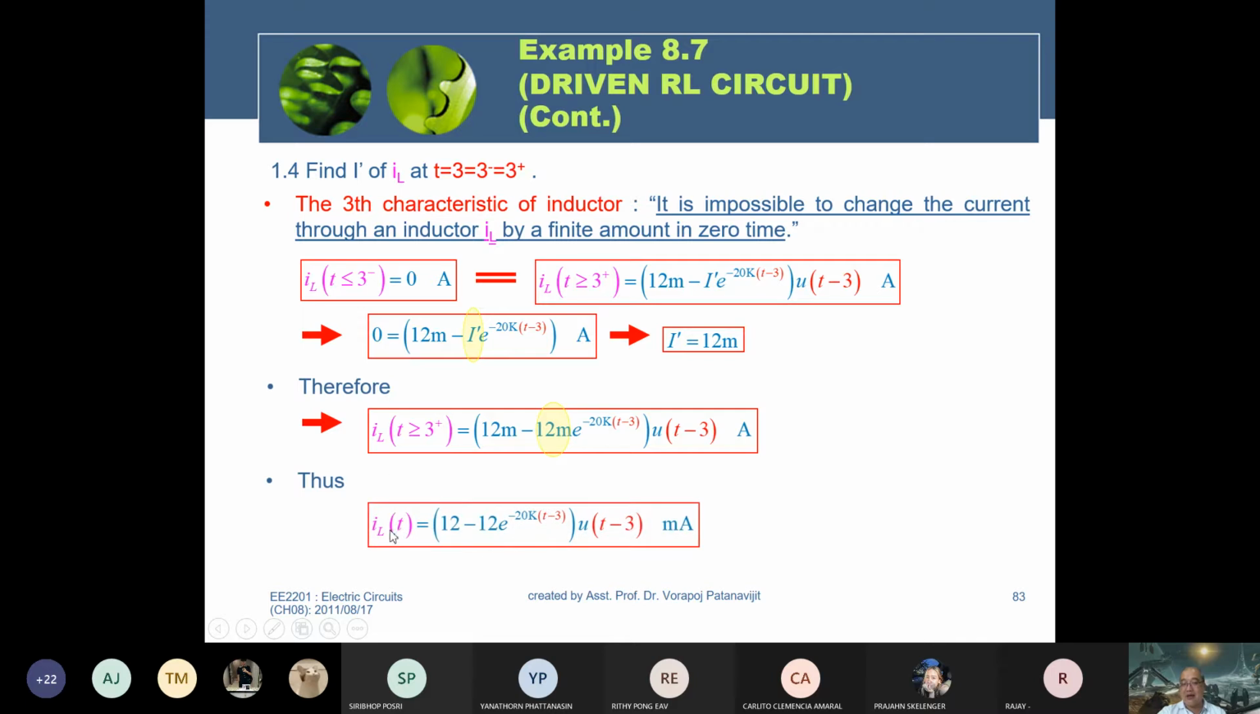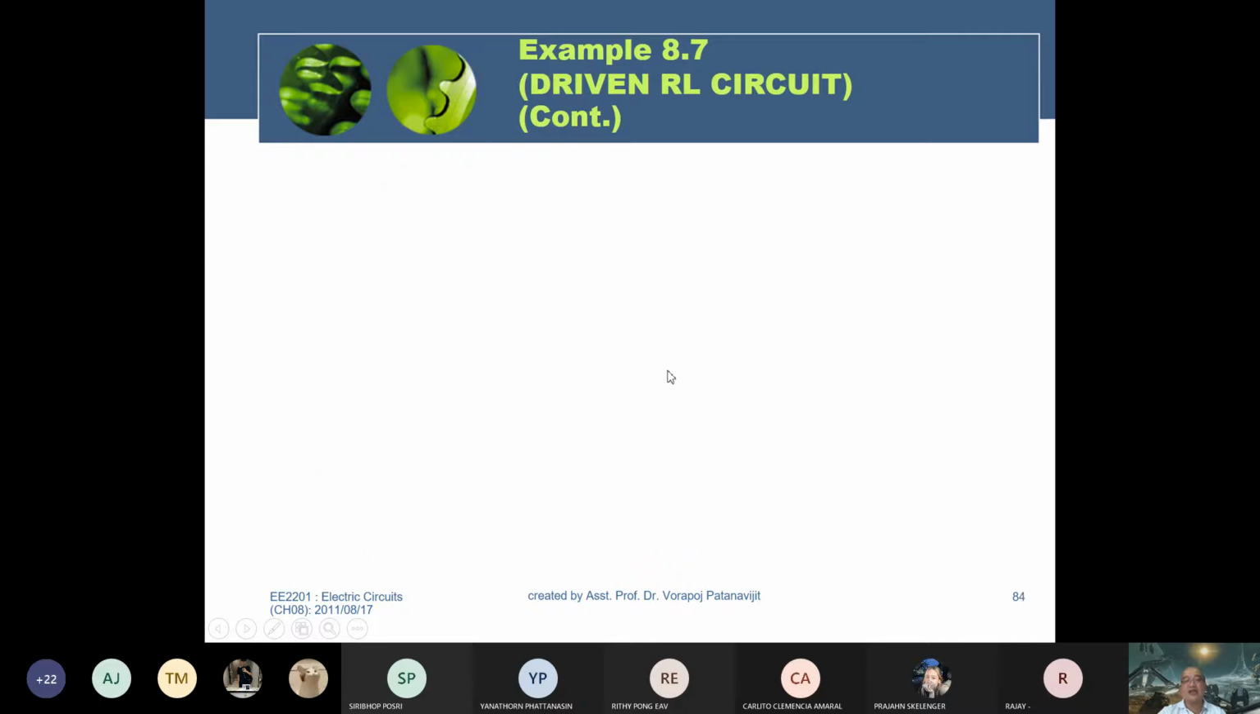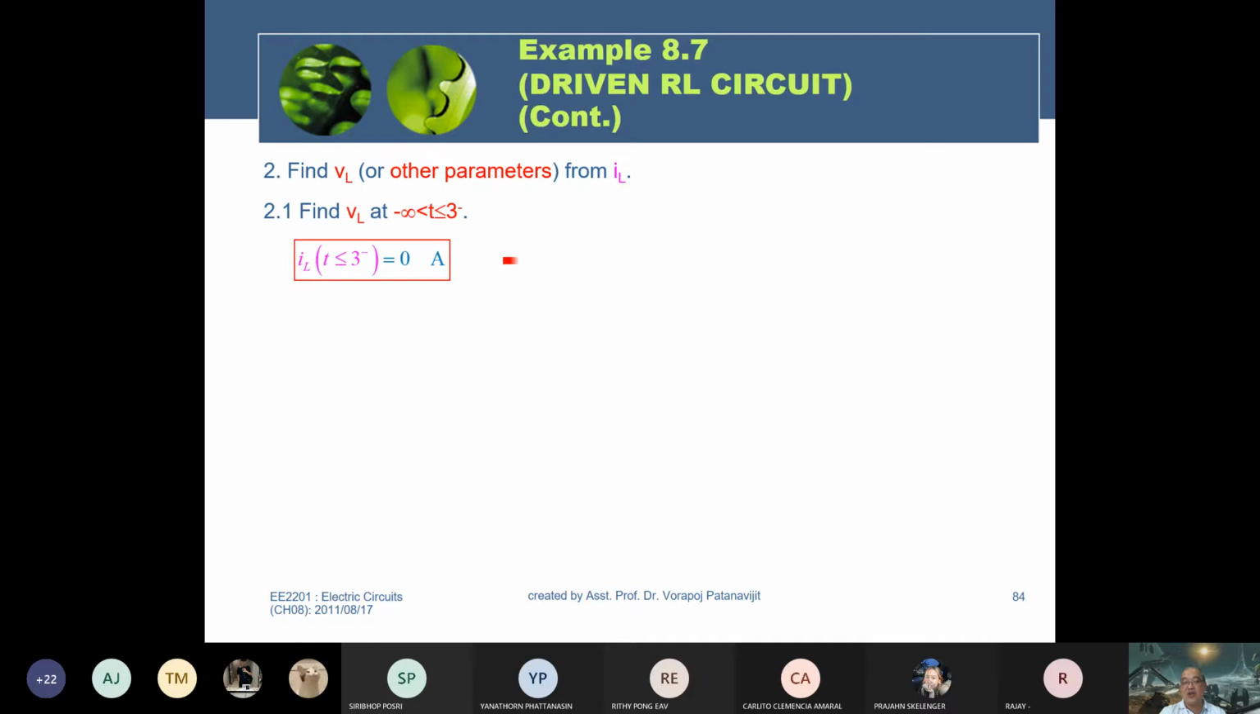And you get IL equals 12 minus 12 e to the power of minus 20k (t minus 3) milliamps. This is the general solution. Is it finished? No, the question asks for more. In this case, the question asks for VL. You can determine VL from IL directly for both time less than 3 and time greater than 3.